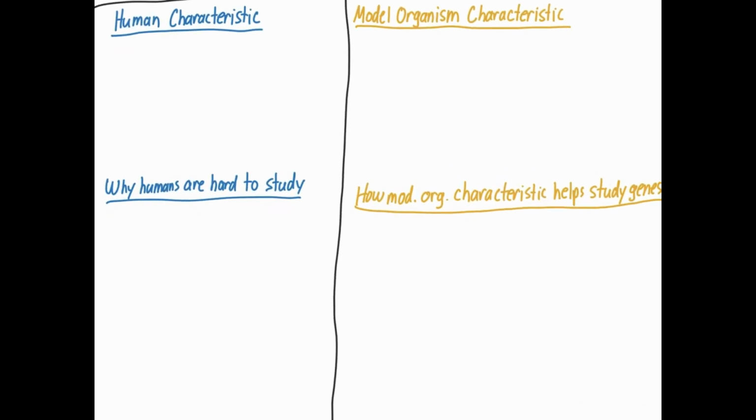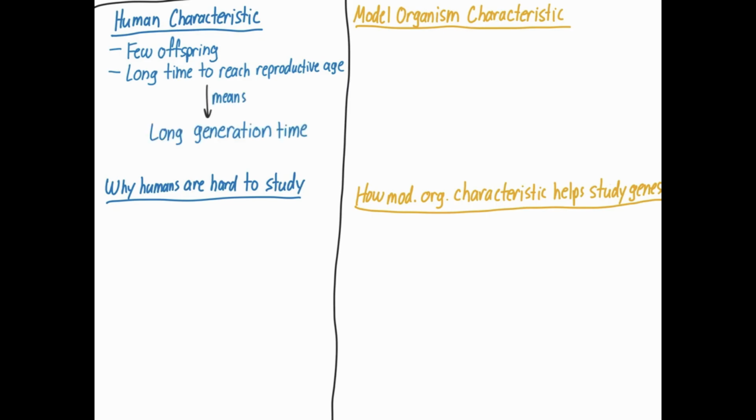Another reason humans are hard to study is because we generally only have a few offspring, and it takes 9 months for each child. Who wants to wait around for 9 months to get the results of a cross? Plus, humans take many years to reach the age where they can reproduce. In other words, they have a long generation time. So, if we want to study traits present in the next generation, we have to wait a long time.